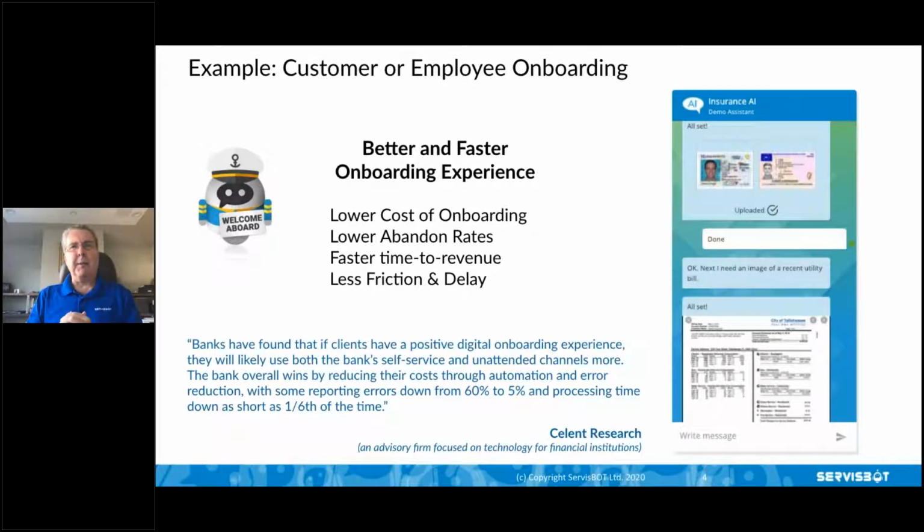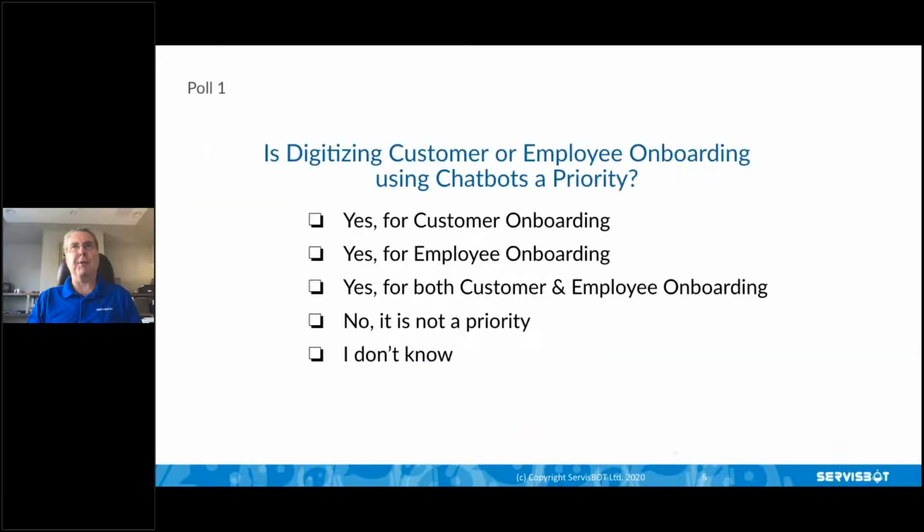Celent is a big research company, like Gartner, but focused on insurance. What they found is that if clients have a really good digital onboarding experience, they're more likely to move towards self-service. So it's a way of setting expectations with your customers. Like some of the neo-banks and neo-insurance companies, when you get a really good experience of onboarding and signing up, you're happy to use their service and do self-service. So it's a great way to get customers used to self-service.